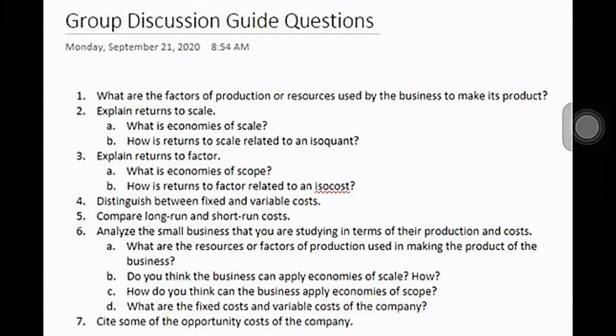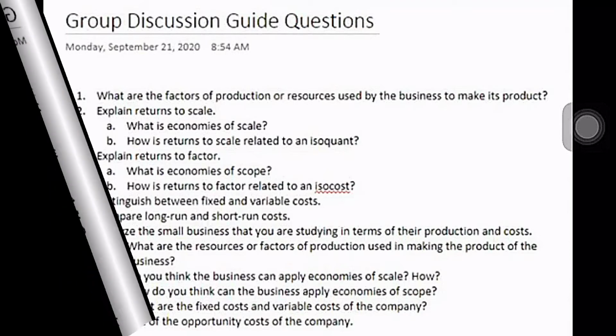B. How is returns to factor related to an isocost? So first, let us define what isocost means. It is showing all the combinations of factors that cost the same amount. So the two are related. It's because by watching and illustrating the isocost line, we can easily see if there is an increase or decrease of the return to factors in the company.